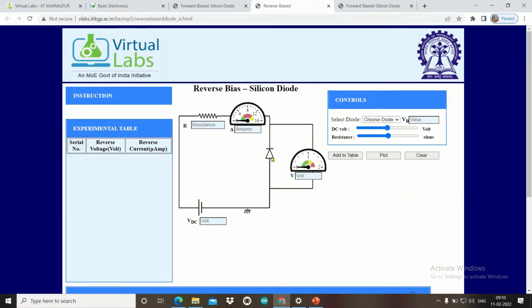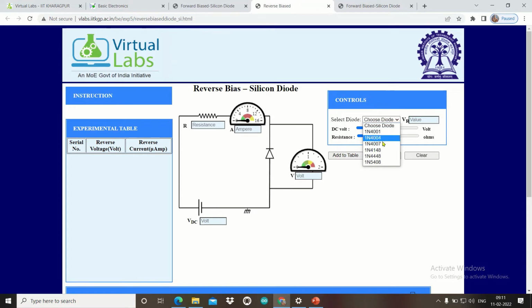Here you can find that the diode is connected in reverse bias configuration because the positive terminal of the battery is connected to the cathode of the diode and the negative terminal of the battery is connected to the anode of the diode. Again, there is a series resistance. There is an ammeter which is connected in series to the circuit, and there is a voltmeter which is connected in parallel to the diode, or simply across the diode.